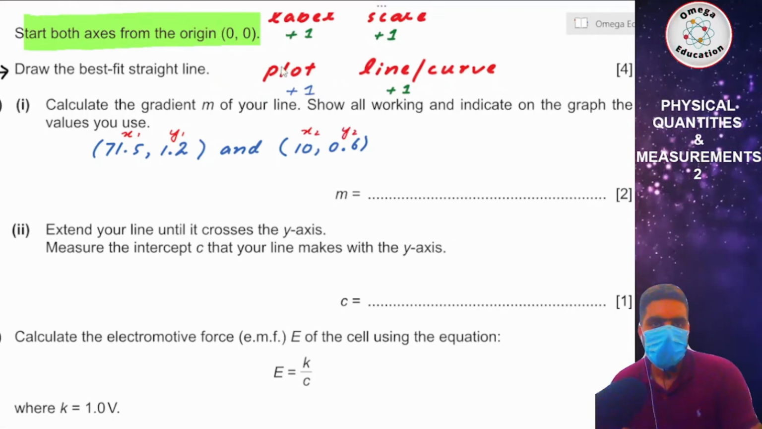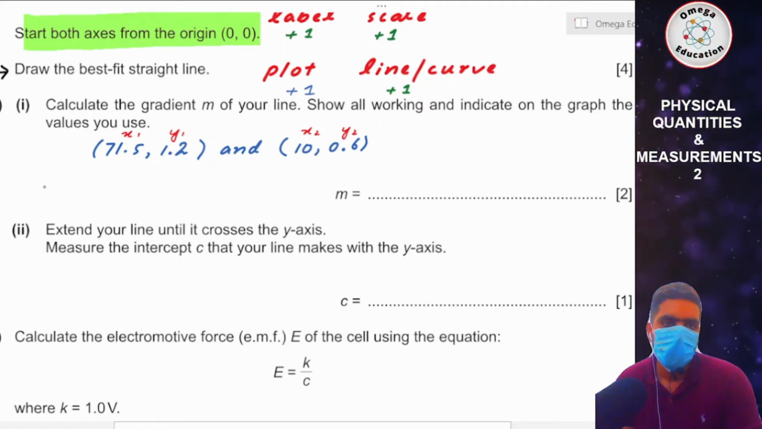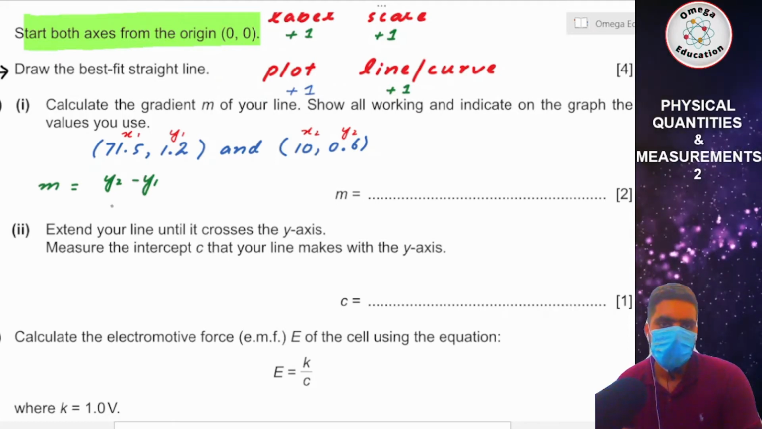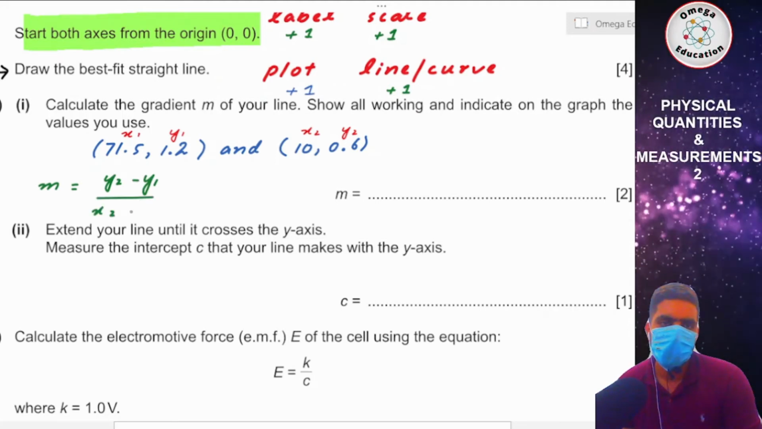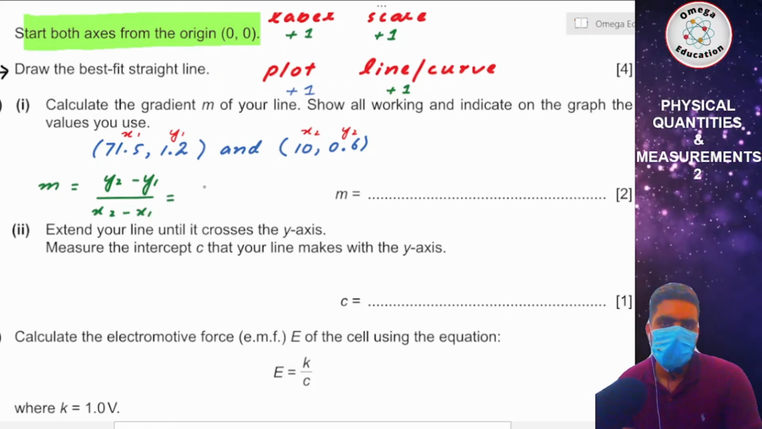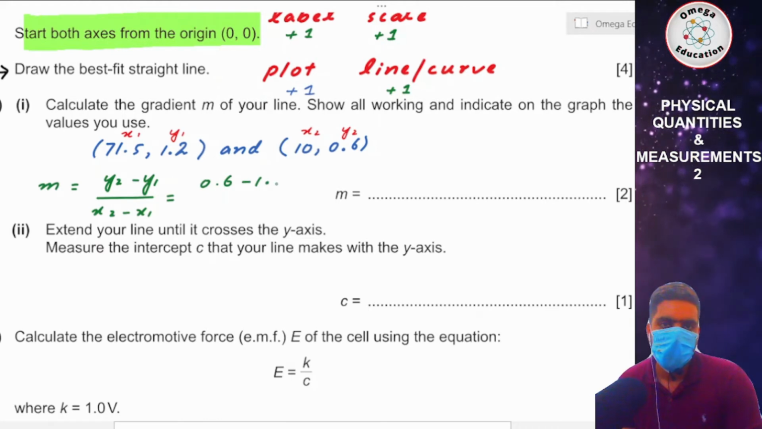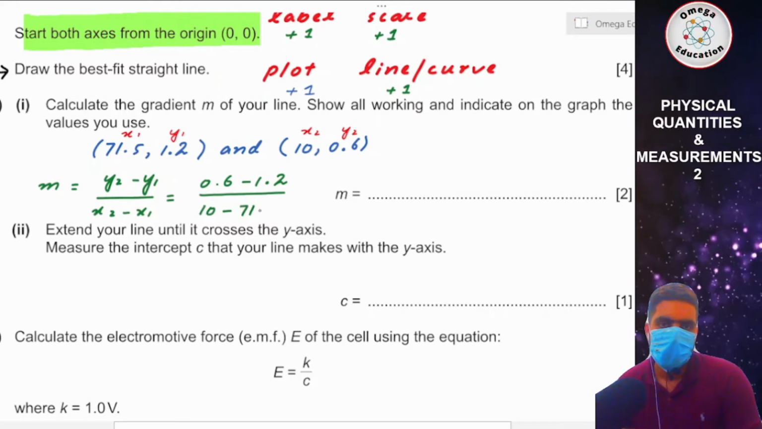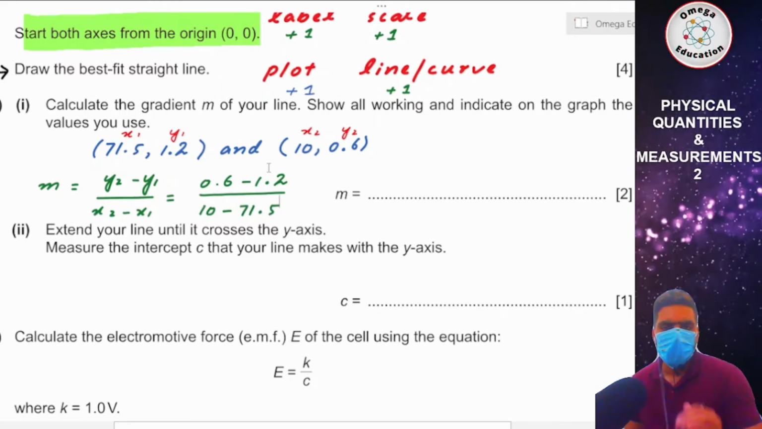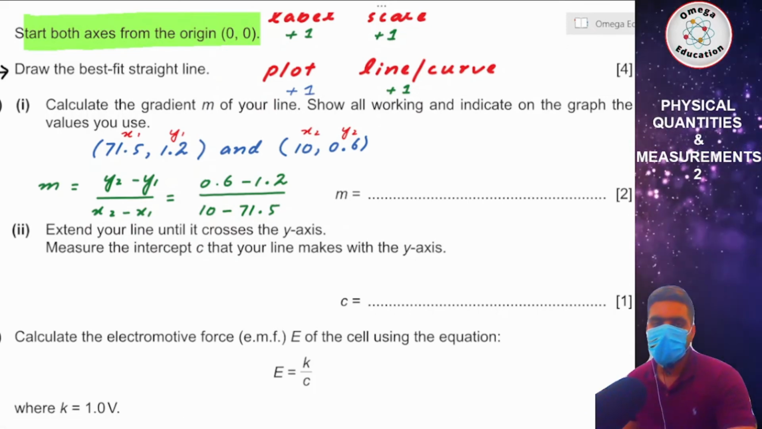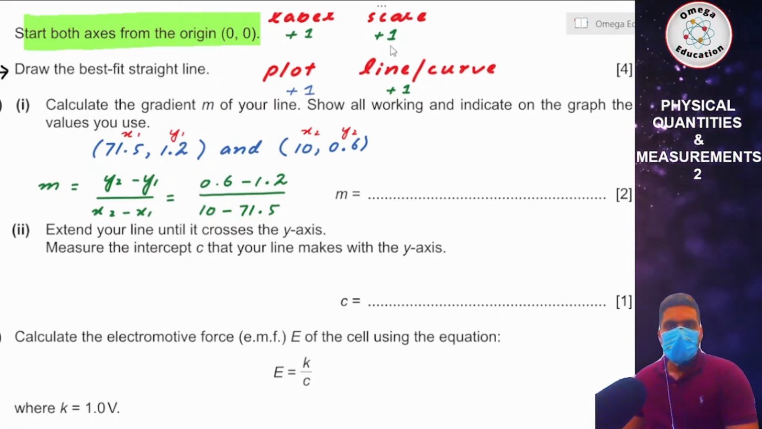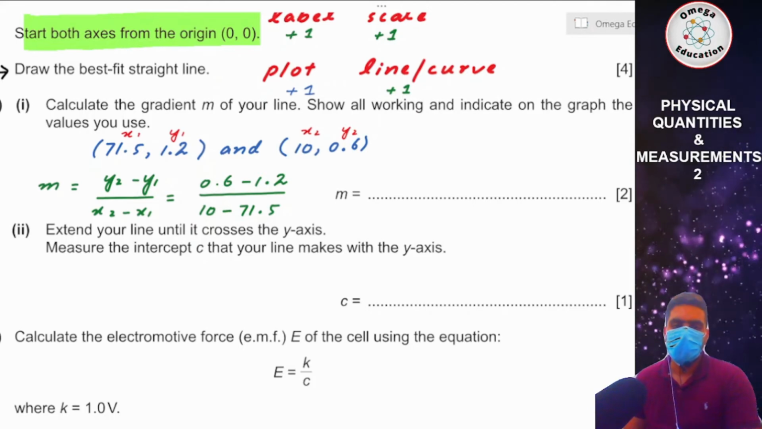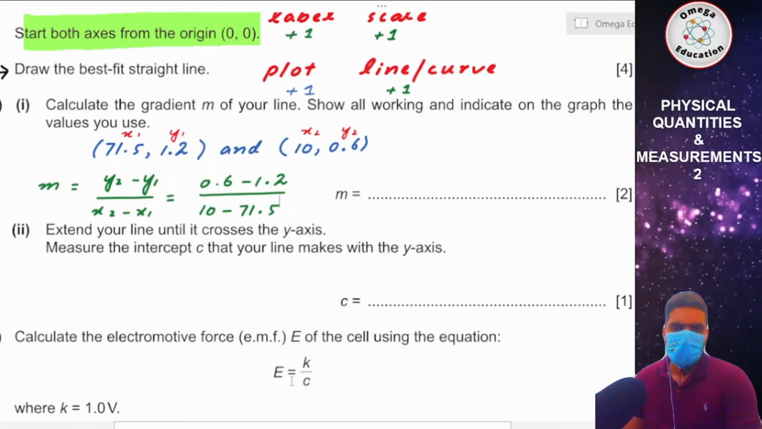Now for finding the gradient, we can apply the formula that we study in mathematics as well. Y2 minus y1 over x2 minus x1. Then you insert the values, 0.6 minus 1.2 divided by 10 minus 71.5. You insert the fraction button on your calculator, insert all the values on the calculator, and just press the equals button. So what do we get for this one?